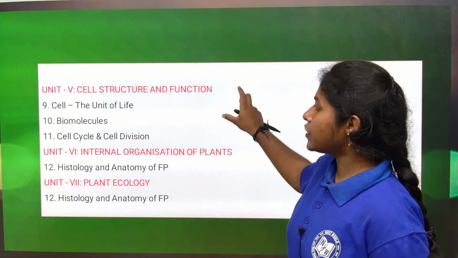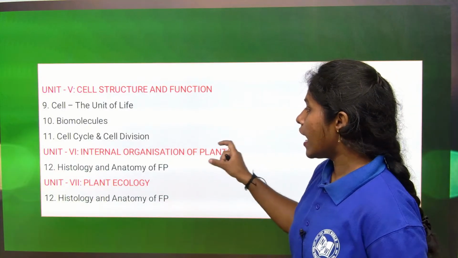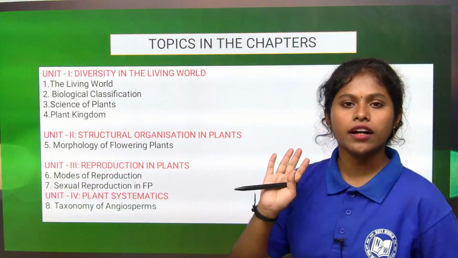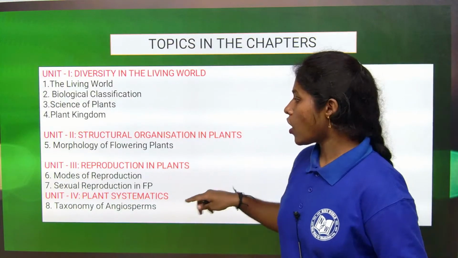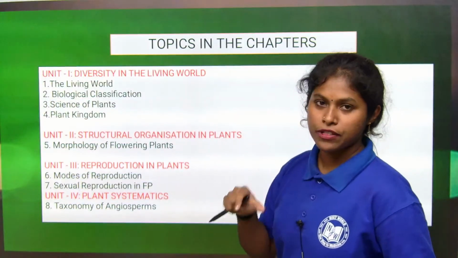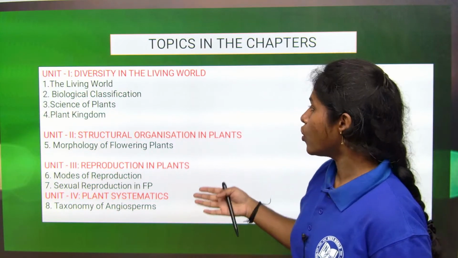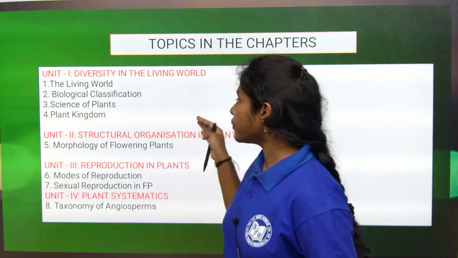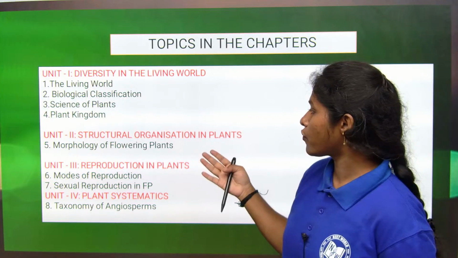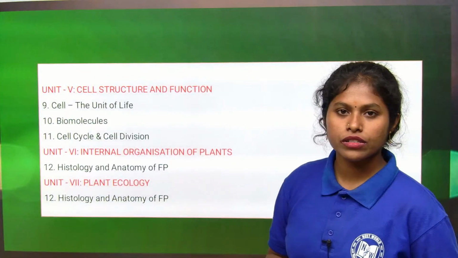Unit 5 is cell structure and function, unit 6 is internal organization of plants, and unit 7 is plant ecology. These are the units in your first year botany. So there are 7 units, and they have internal chapters too. The diversity in the living world is categorized into 4 chapters, and unit 2, structural organization in plants, includes morphology of flowering plants. Like that, all the units have internal chapters.